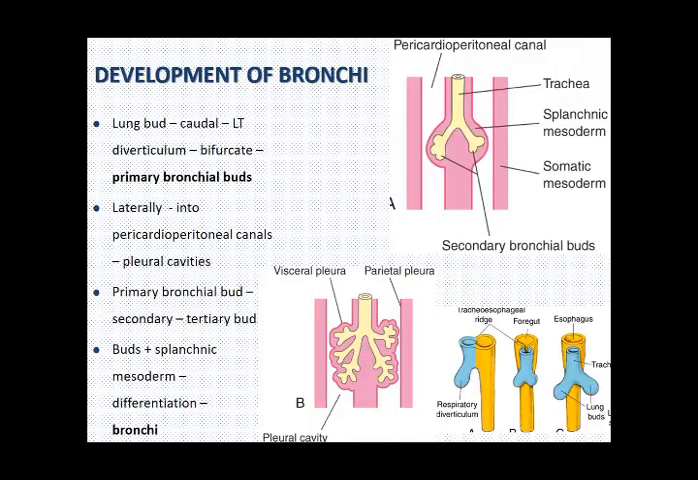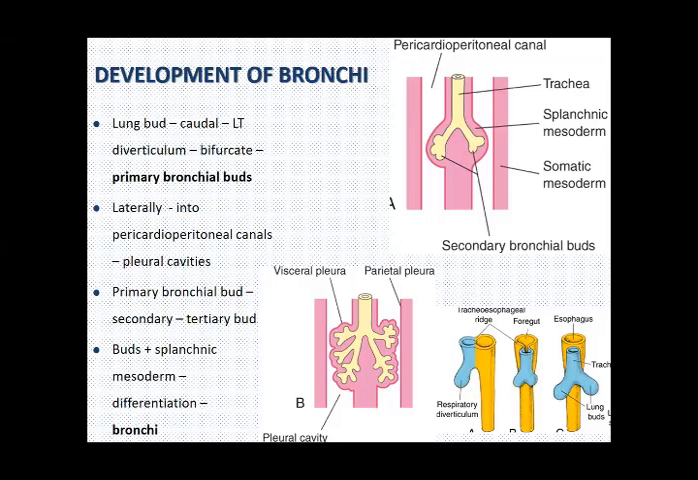Okay, before we go on to the development of the bronchi, do you have any questions? Beta, any questions? I guess not.